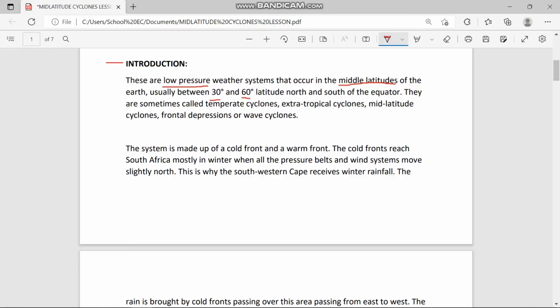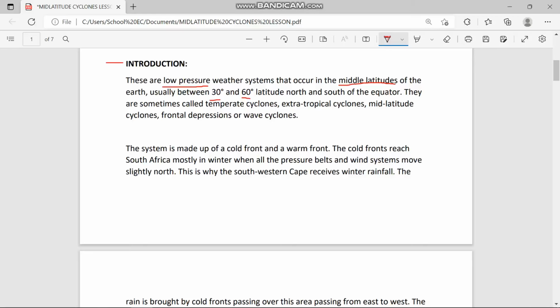It forms basically at 60 degrees south of the equator and north of the equator as well. But please, guys, let's be based on south of the equator. In the north of the equator, it also occurs at 60 degrees latitudes, but please, let's be based on 60 degrees south of the equator, so that you don't get confused.